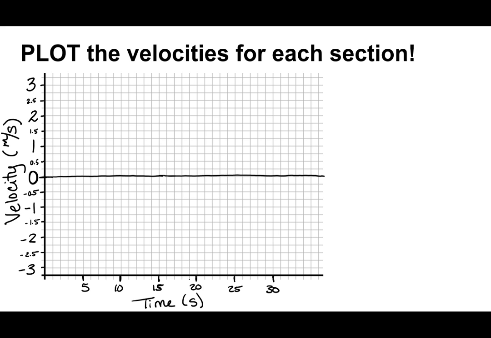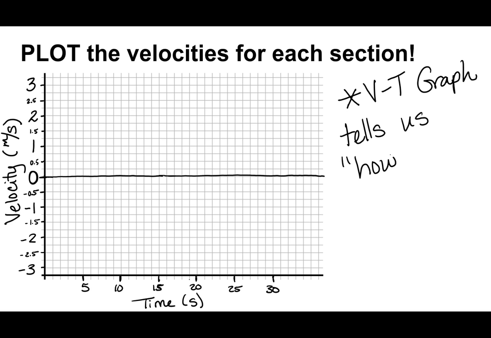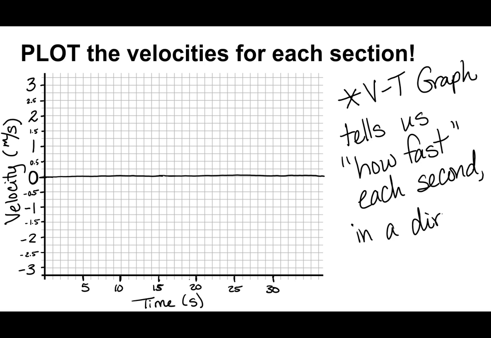All right. So before I put any points on here, I need to talk about what a velocity time graph tells us. A velocity time graph, a VT graph, tells us how fast each second, specifically in a direction. That's where these positives and negatives come in. So let's draw it out and then we'll discuss.